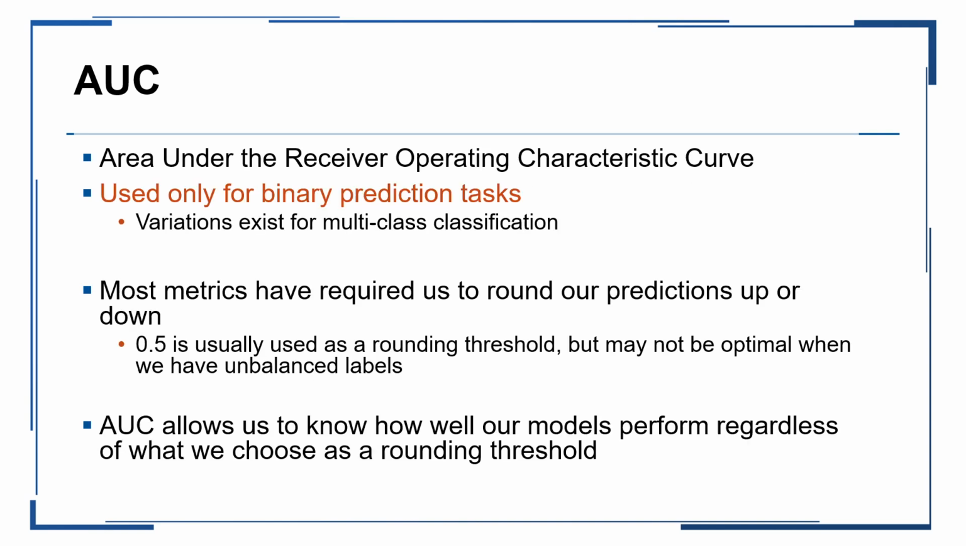So AUC, in its typical form, is used for binary prediction tasks, although it can be extended for multi-class classification. The metric uses the unrounded probability, so it distinguishes itself from some of the other metrics we've looked at. It's using the probability that's produced by the model, which avoids the shortcomings of accuracy, precision, recall, and kappa. In fact, AUC, or more specifically the receiver operating characteristic curve, is often used to calculate the ideal rounding threshold for a model.